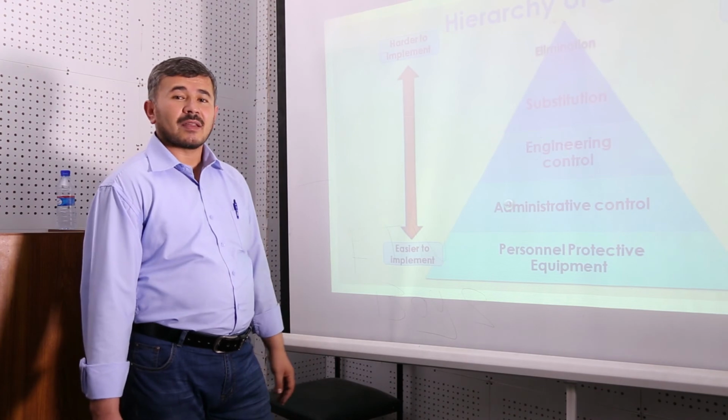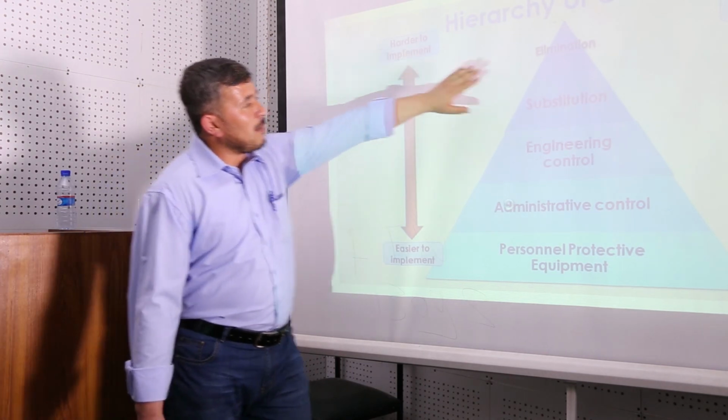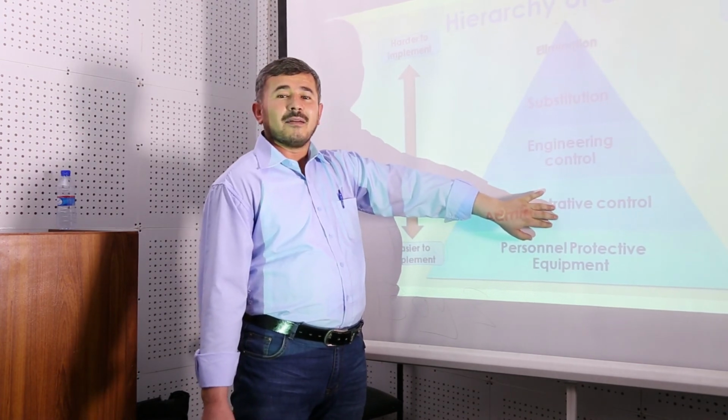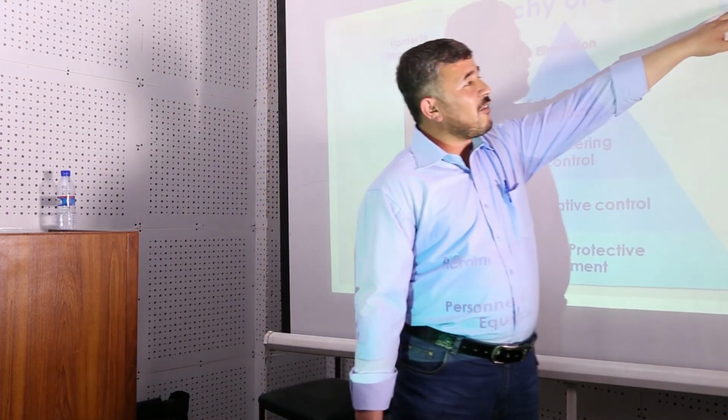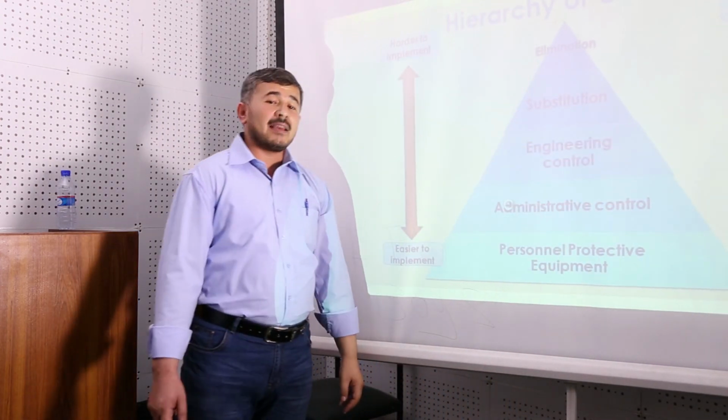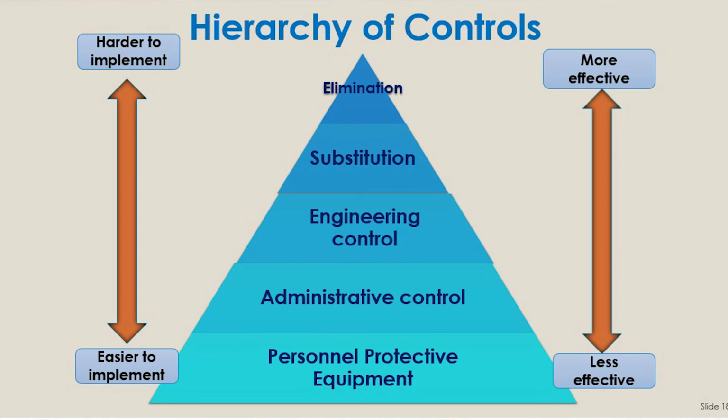implement it. So here is harder to implement, but most effective in controlling the risk, and here easier to implement, but less effective in controlling the risk. So at the same time, we have to consider the implementation and effectiveness of strategies that we want to apply to control or eliminate the level of risk inside the lab.